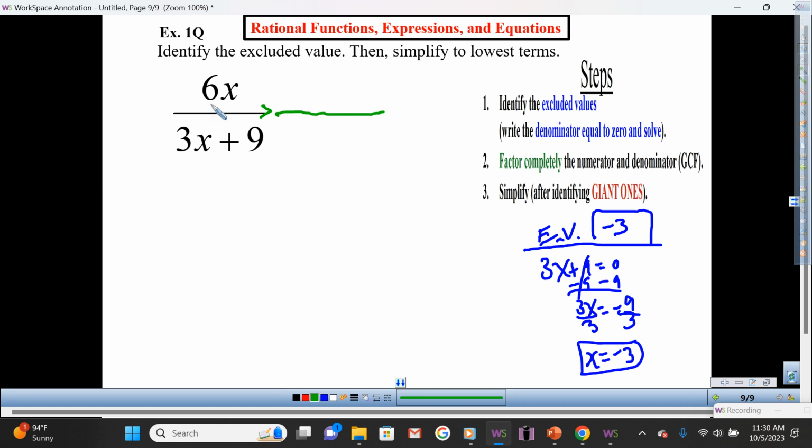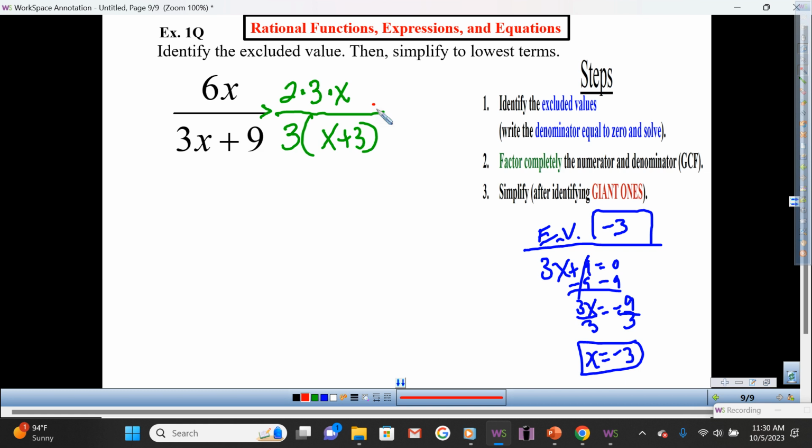How can we write the numerator in factored form? Numerator in factored form. Go. Martin. 2 times 3 times x. That is correct. 2 times 3 is 6 times x. Hands, have you got that? All right. How about the denominator? What is the GCF for the denominator? 3, and we're left with x plus 3.